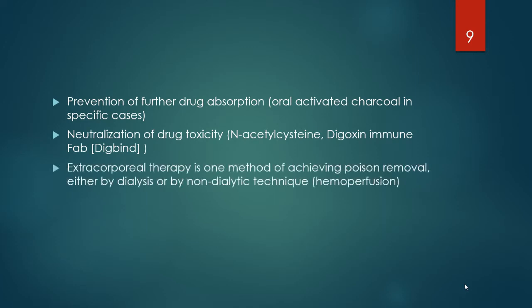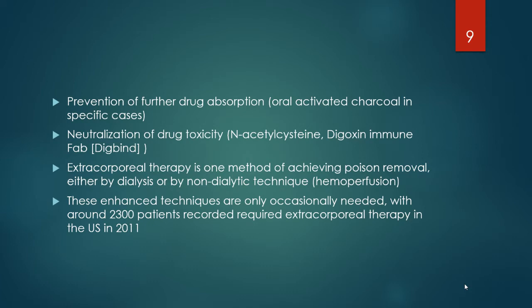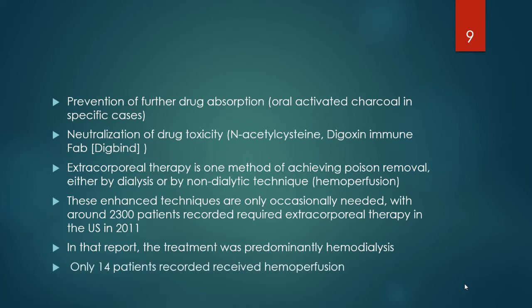Extracorporeal therapy is one method for achieving poison removal, either by dialysis or a non-dialytic technique called hemoperfusion. I'll be talking briefly about it. These enhanced techniques are only occasionally needed, with only 2,300 patients from the recorded 2.3 million requiring extracorporeal therapy. In that report, hemodialysis was predominant, with only 14 patients receiving hemoperfusion.